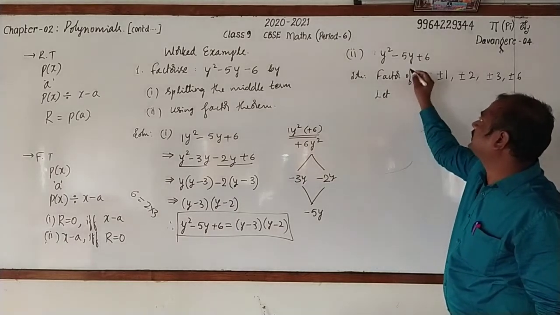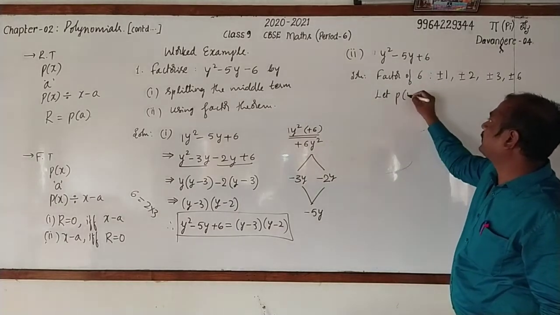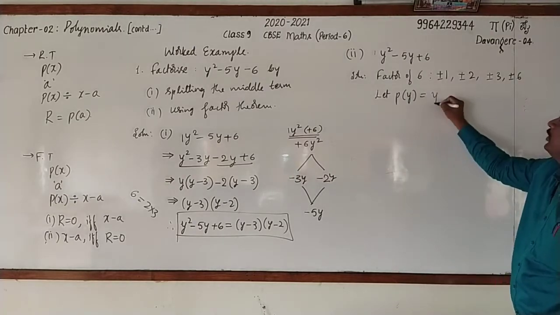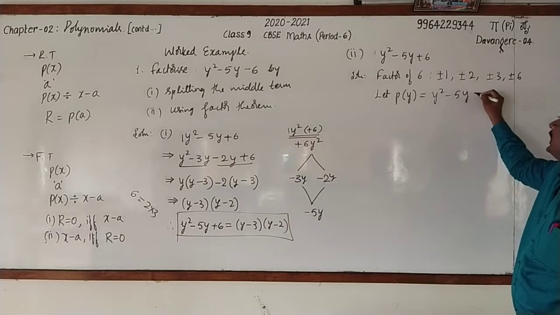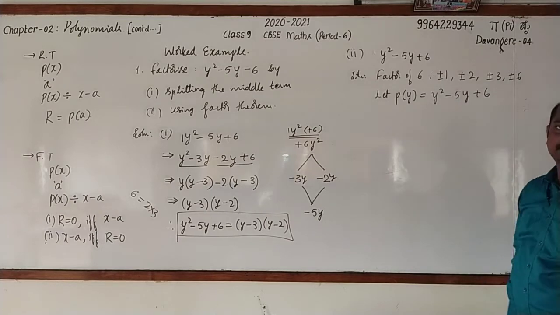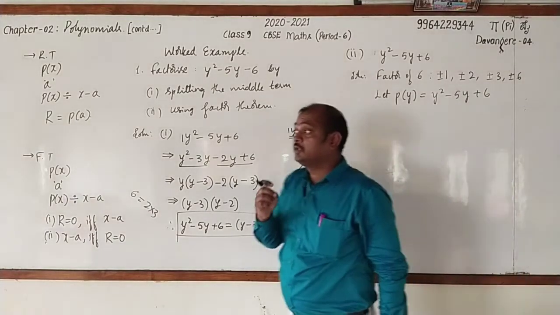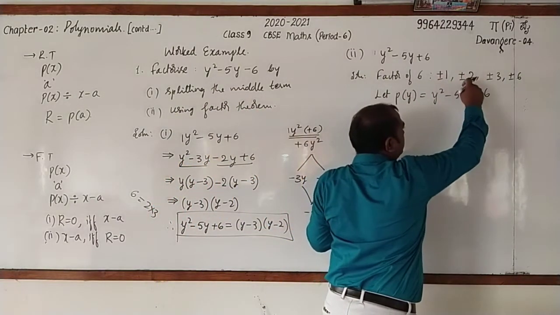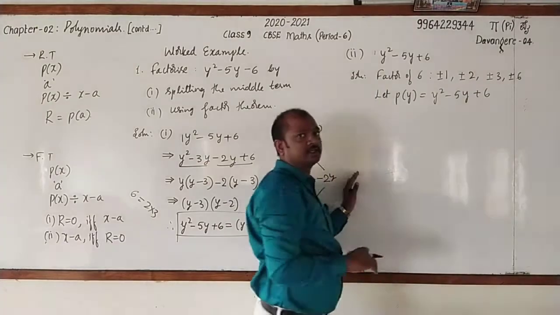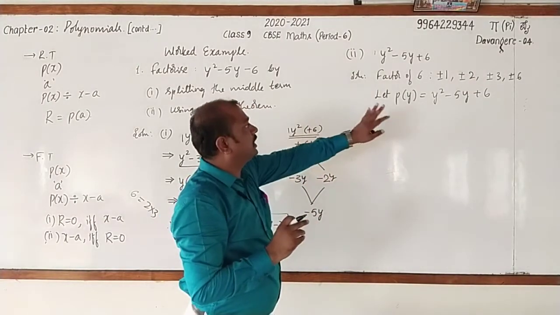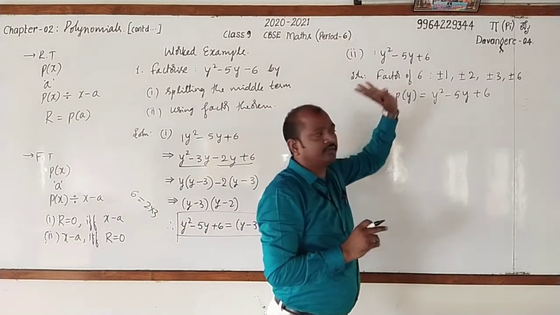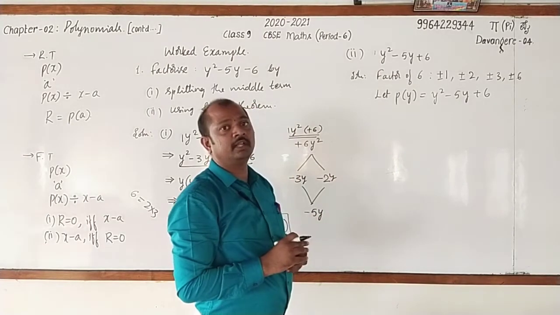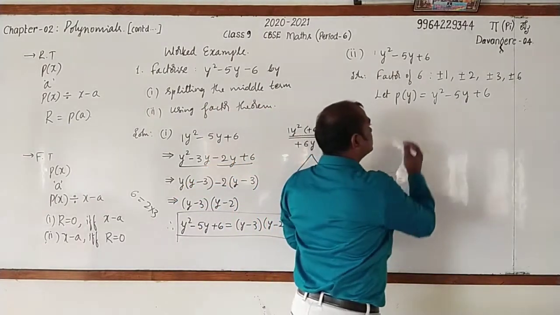Now, I take the given polynomial as p of y. This is equal to y square minus 5y plus 6. Next, among these factors 1, minus 1, 2, minus 2, 3, minus 3, 6, minus 6, there are some numbers which will be the zeros of this polynomial. We have to identify them. Let us come to know that.